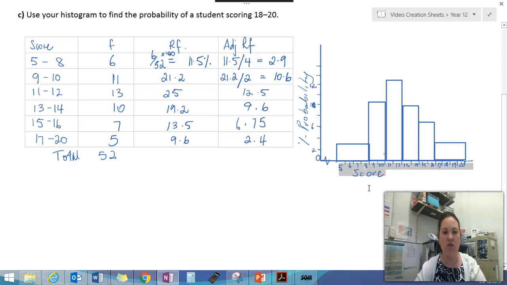Okay guys, so that's how you construct a probability histogram. There will be a video to follow that explains how to calculate probability from that histogram. Thanks very much, have a great day.